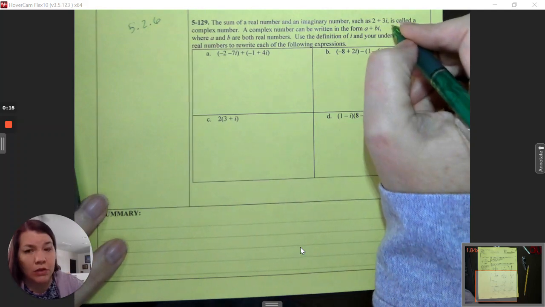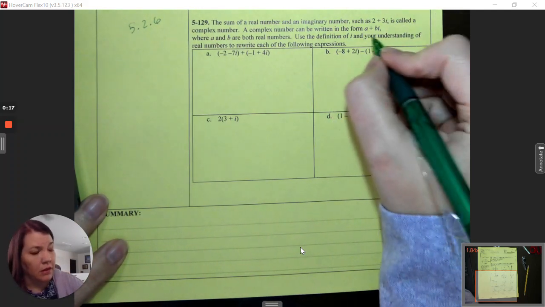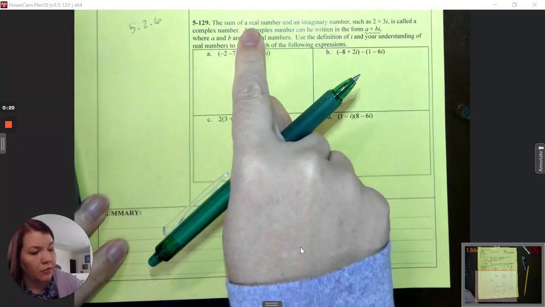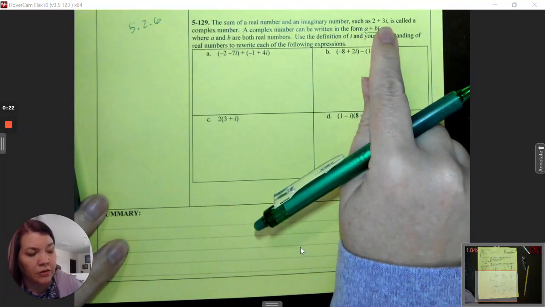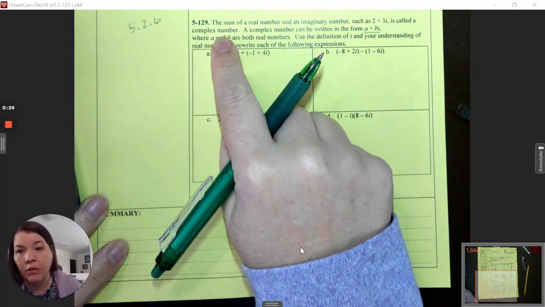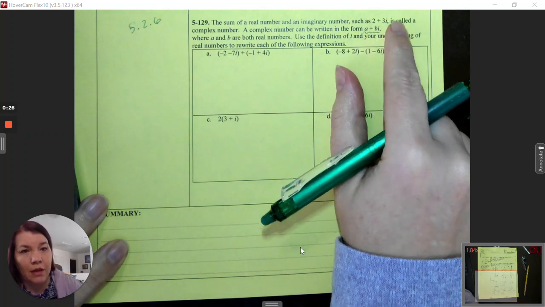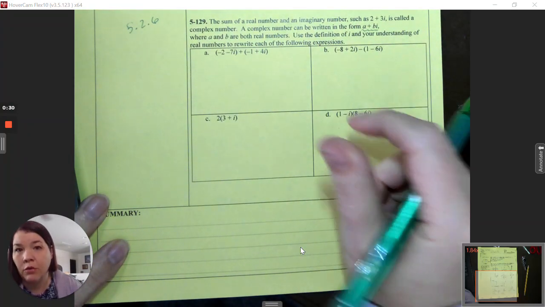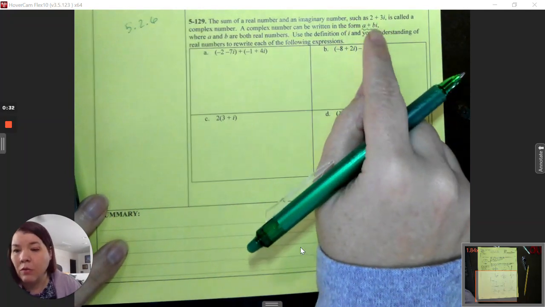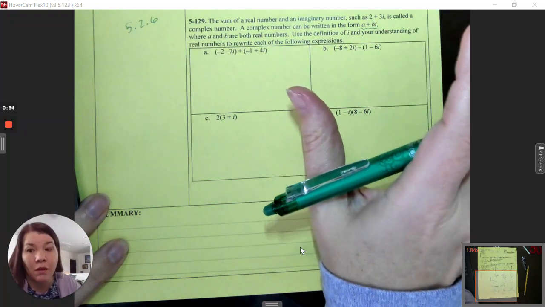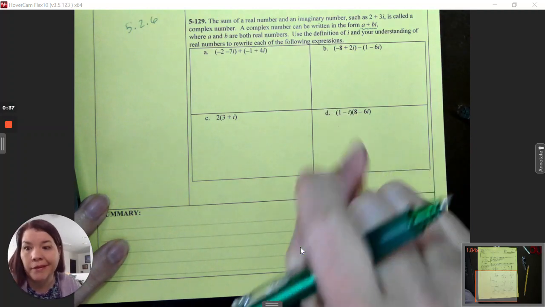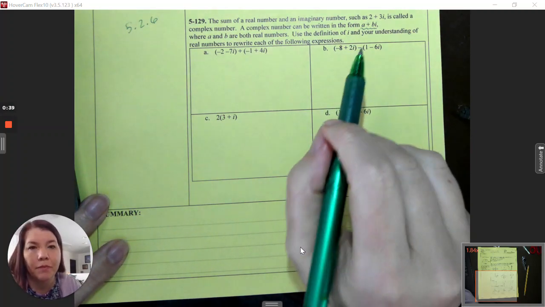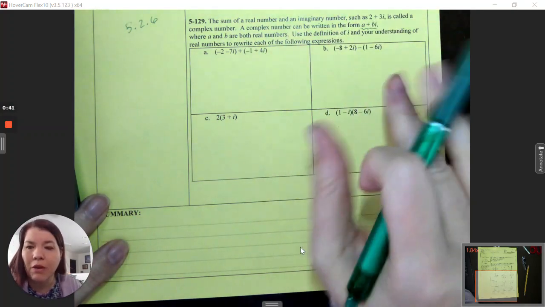It is important to remember our answer needs to be in this format to make it complex. So the sum of a real number and an imaginary number, such as 2 plus 3i, is called a complex number. So 2 is real, and 3i is imaginary. We put them together and we get the complex number. When we deal with these, we think of them all as complex numbers now, because imaginary is like this number. And we're just going to use what we already know.